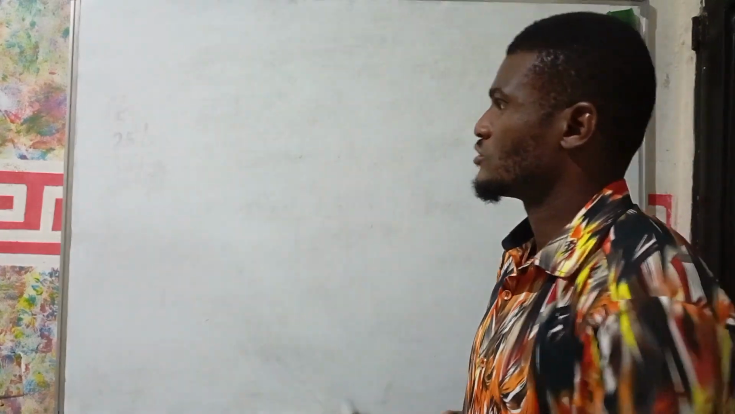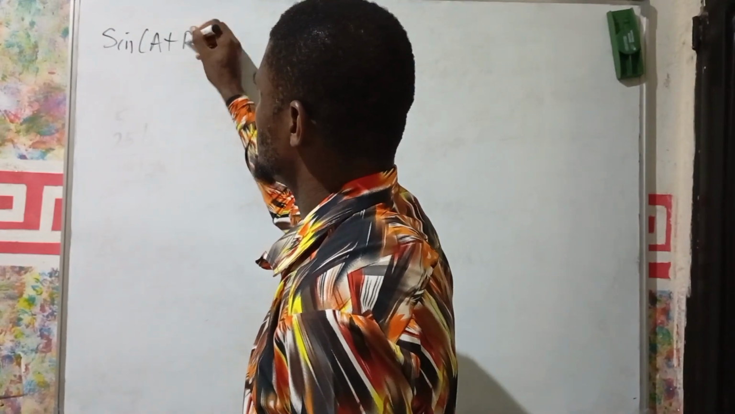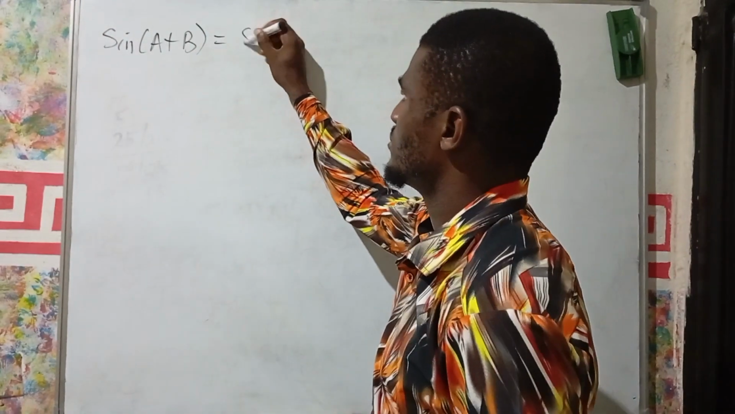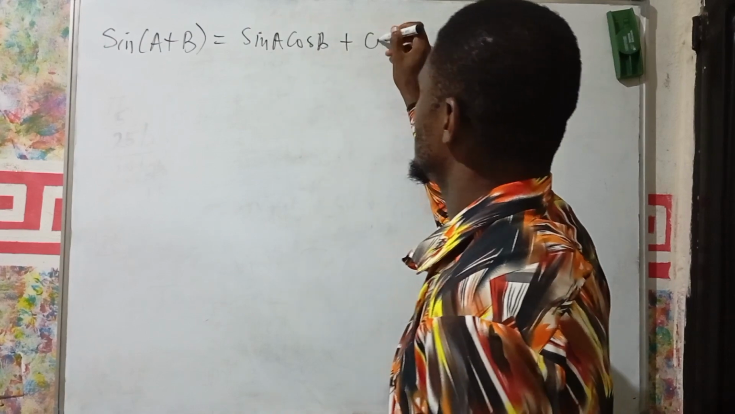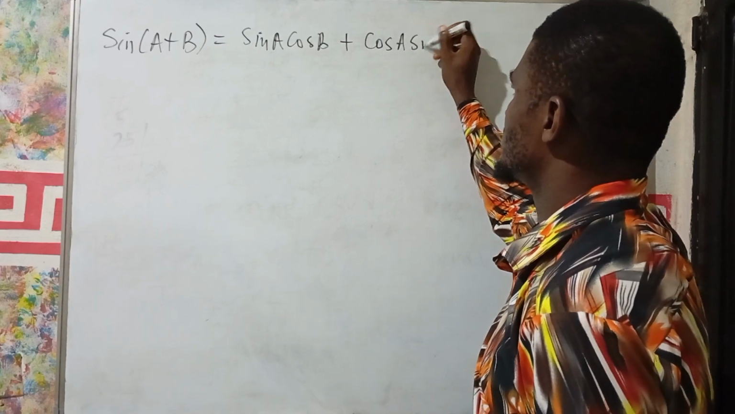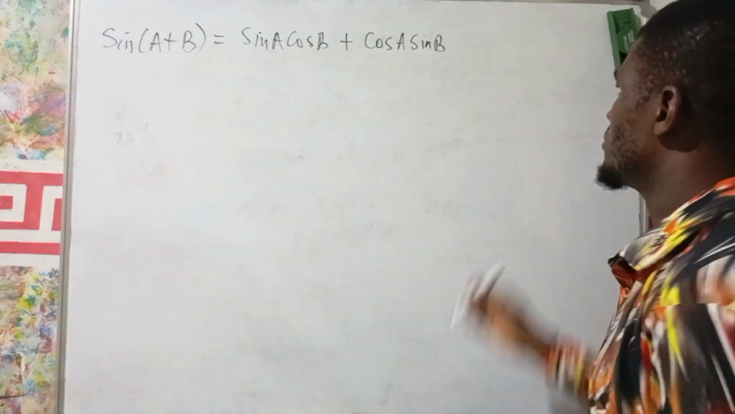Now, I would like us to prove that sine(A + B) is equal to sine A cos B plus cos A sine B. All right. So to prove this, we will need a triangle.